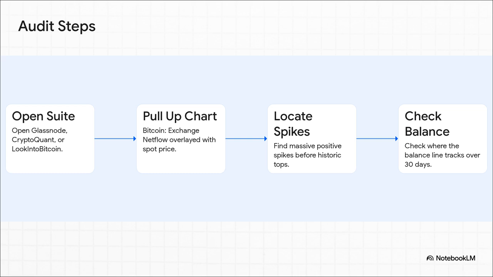Third, just scroll back through time. Locate those massive positive Netflow spikes. You'll see immediately they hit right before almost every historic cycle market top. Literally clockwork. Finally, step 4. Check where the 30-day balance line is tracking right now. It's time to stop guessing what whales are doing. You have the actual tools to audit the gates, measure the flows, and mathematically rule this cycle.